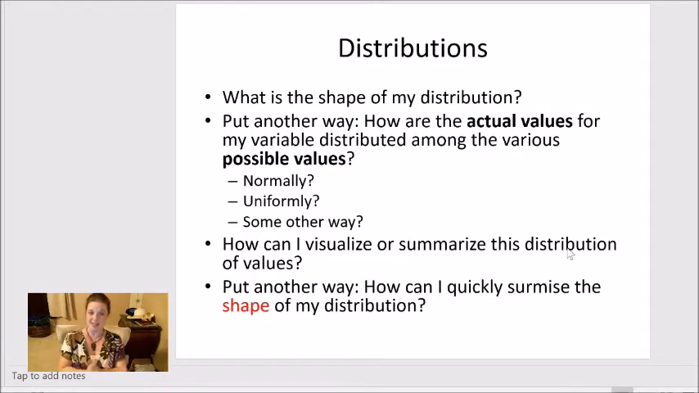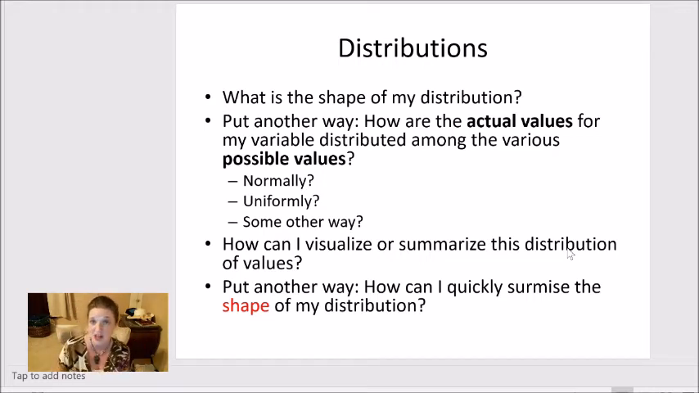So how does this idea relate to distributions? Well, the idea here is that there's going to be a shape to the distribution. And what that means is that there's going to usually be some pattern with how people's scores are falling out within the range on your quantitative variable.